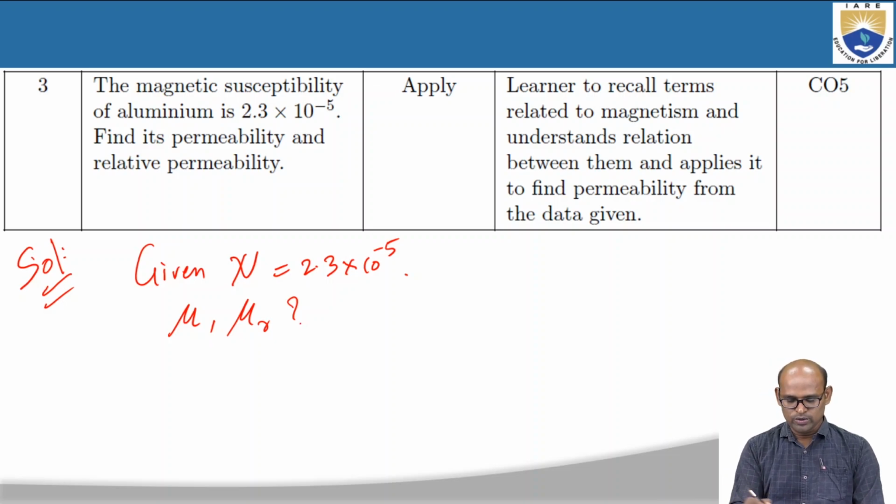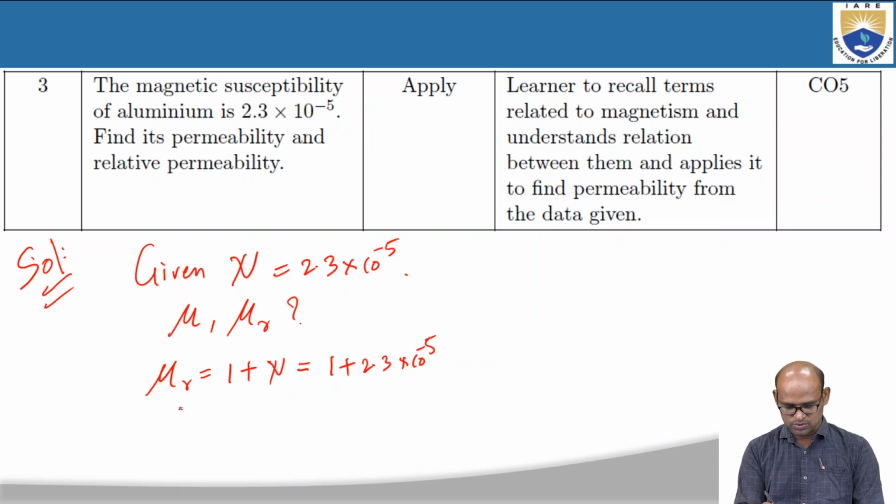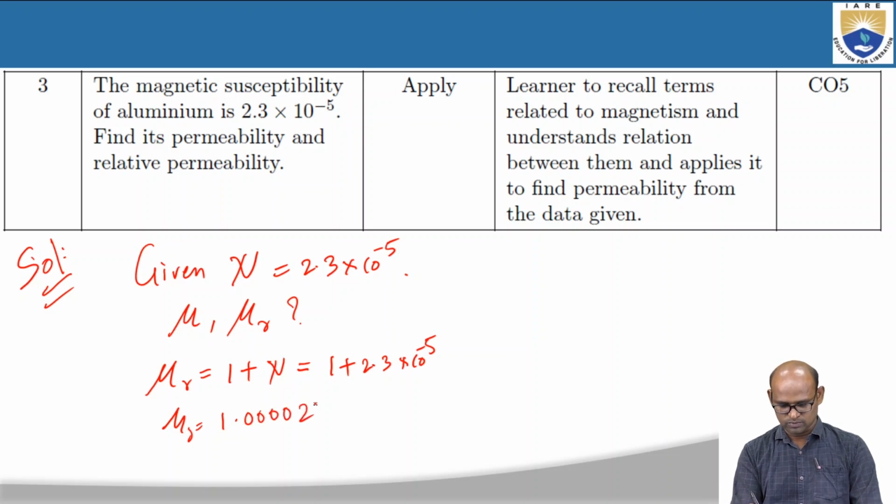Okay. So we know the relation between mu r and chi. So mu r is equal to 1 plus chi. So we can directly substitute in this equation 1 plus 2.3 into 10 power minus 5. Okay. So that is the answer. So mu r is actually equal to 1.00002. Okay, so that is mu r.